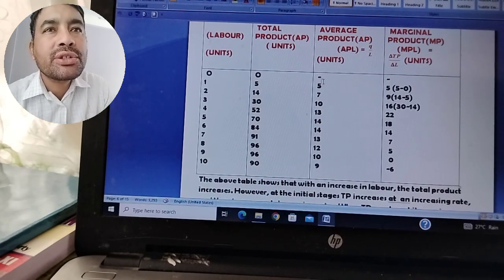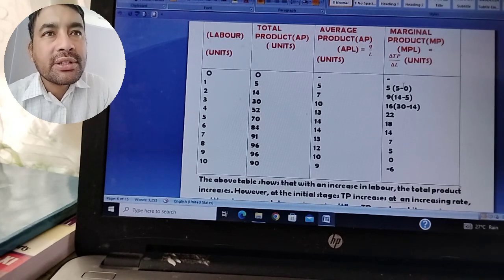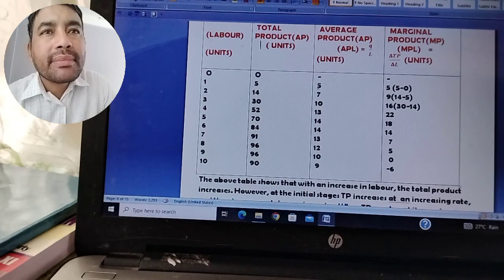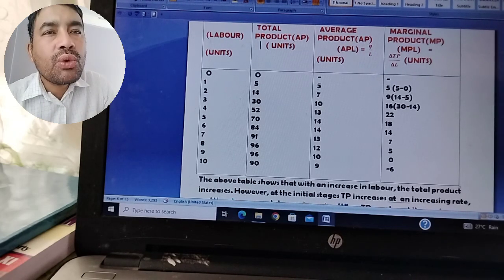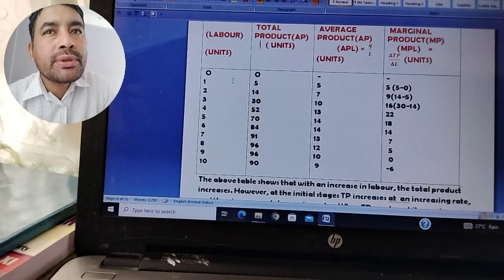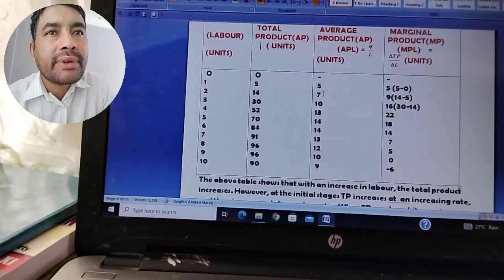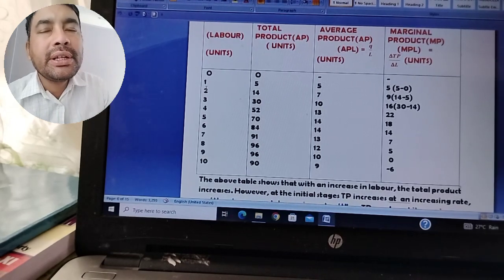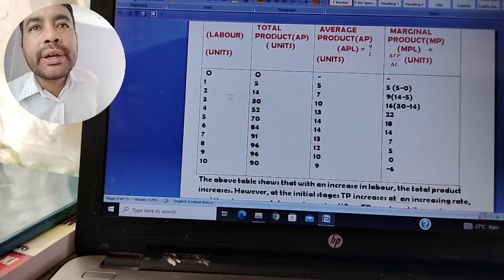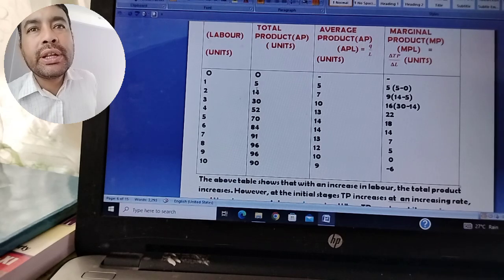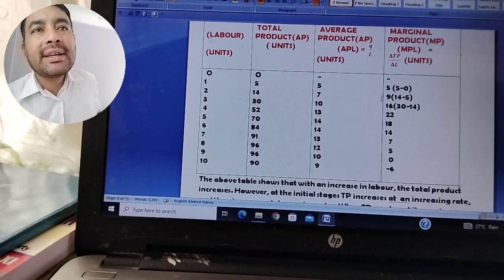So for the first unit, there will be 0 marginal product. Change in total product due to change in one unit of input. So when the input was 0, the total product was 0. When the input becomes 1, the total product becomes 5. So due to change in one unit of input, the change in total product is 5 minus 0, that is 5. Again, if we increase the input to 2, then the total product increases to 14. So the change will be 14 minus 5, that is 9.